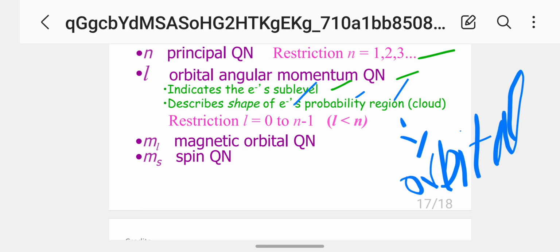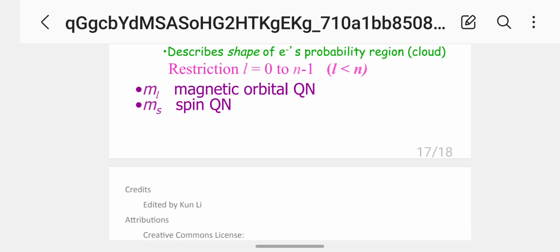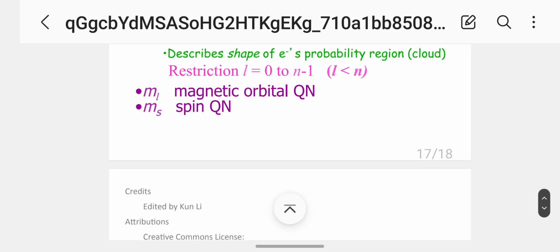Alright, and the restriction for the secondary indicator is that l equals 0 to n minus 1. The values of the secondary indicator range from l equals 0 to n minus 1, and l will always be less than the principal quantum number. The magnetic quantum number and spin quantum number will be the topic of our next lecture, which I will upload in the next video.